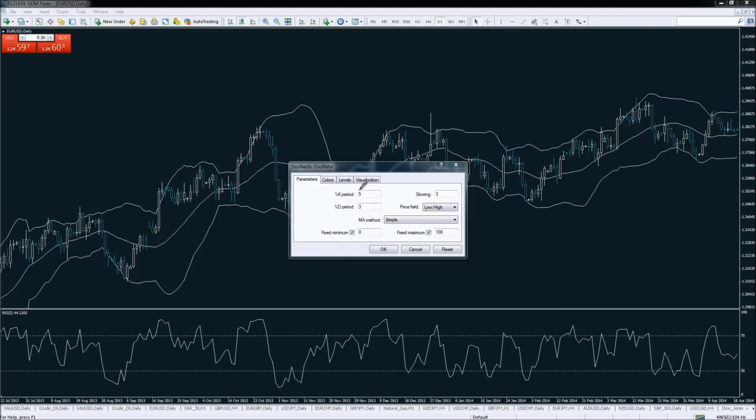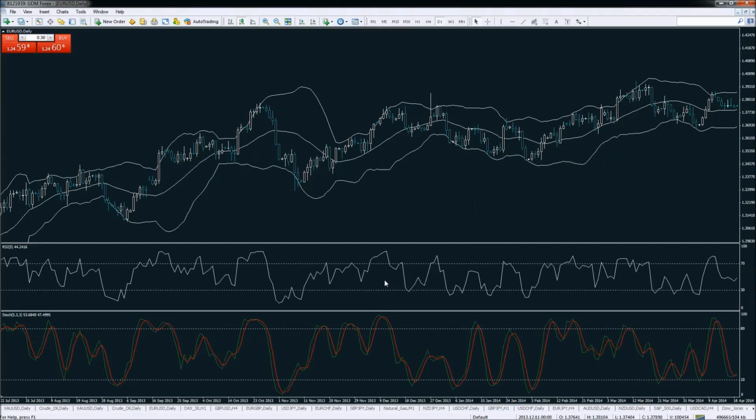The periods here that you see, customized: the K period is 5, the D period is 3, and of course the slowing is also 3. The levels on the stochastic here, as you can see, overbought and oversold, are 20 and 80. They apply by default. This is how it looks on the chart.